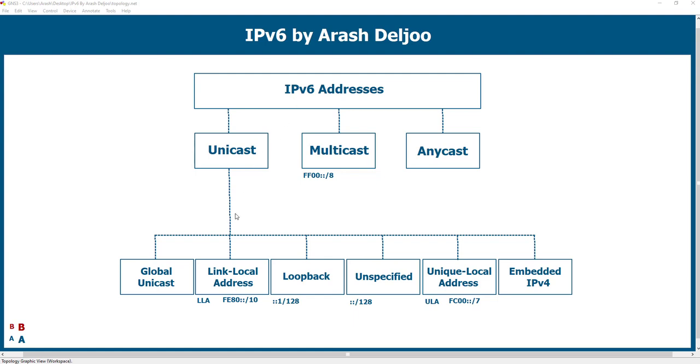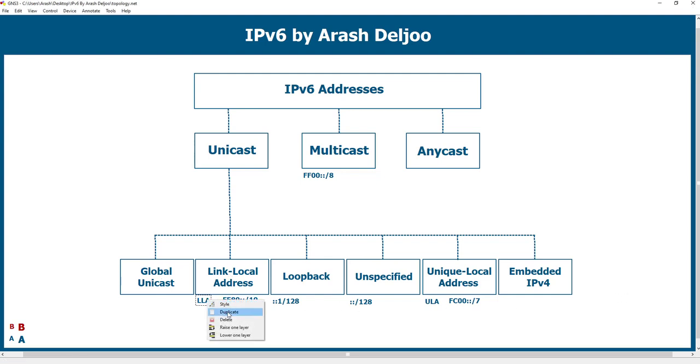You know that we have many types of unicast IPv6 addresses. For example, you learned about the unspecified IPv6 address, one type of unicast IPv6 address. Then the loopback unicast IPv6 address. After that, the unique local IPv6 address, the counterpart of the private IPv4 address. And then, for example, the link local IPv6 address. And now I want to talk about global unicast address.